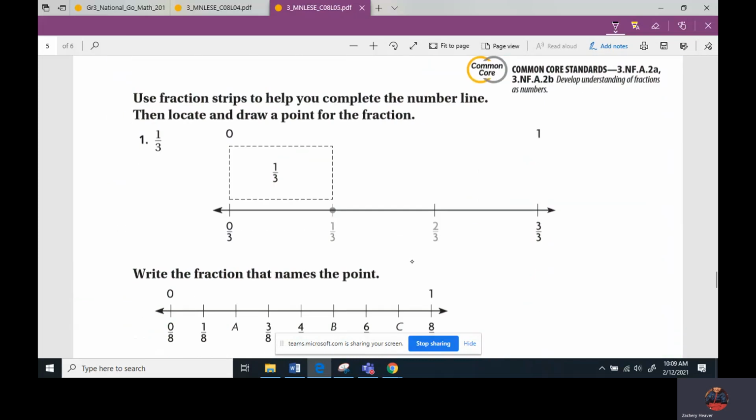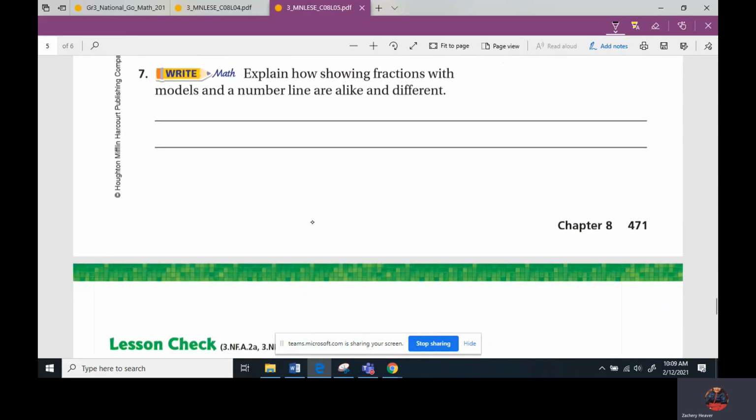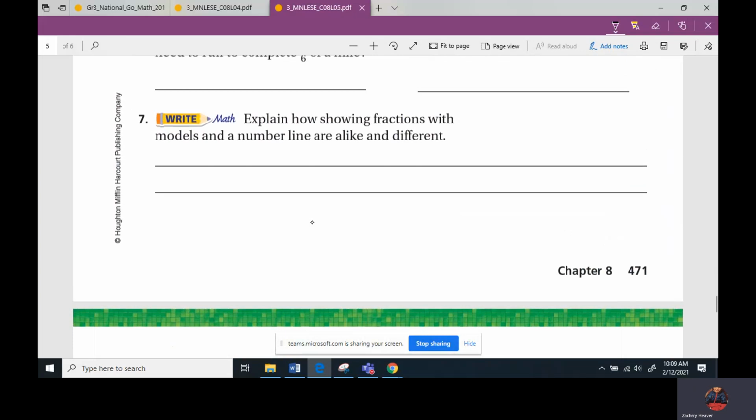All right. This is your practice homework. You guys definitely should be able to handle this. Explain how showing fractions with different models and number lines are alike and different.